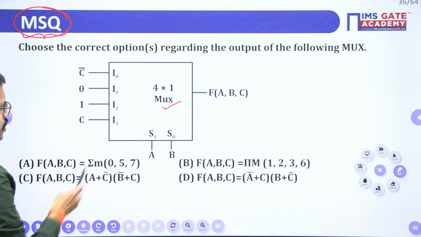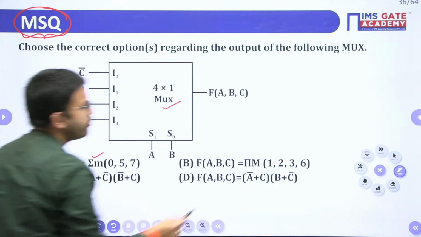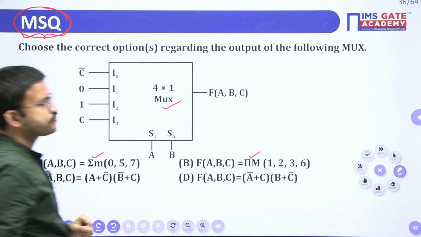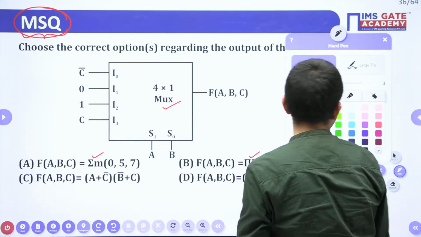And now regarding output, they have given one choice in sigma m form, one choice in pi capital M, and 2 choices in POS form. So all of you try.